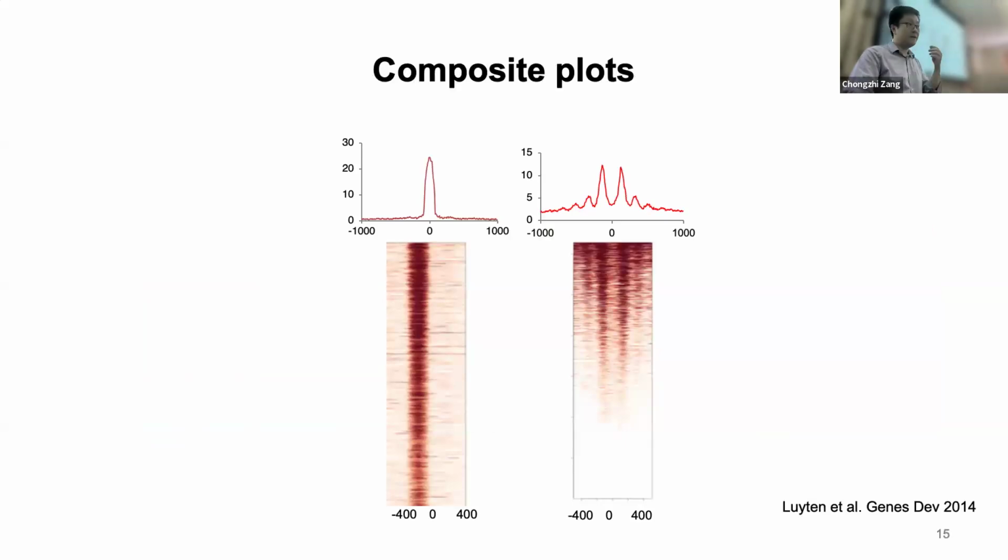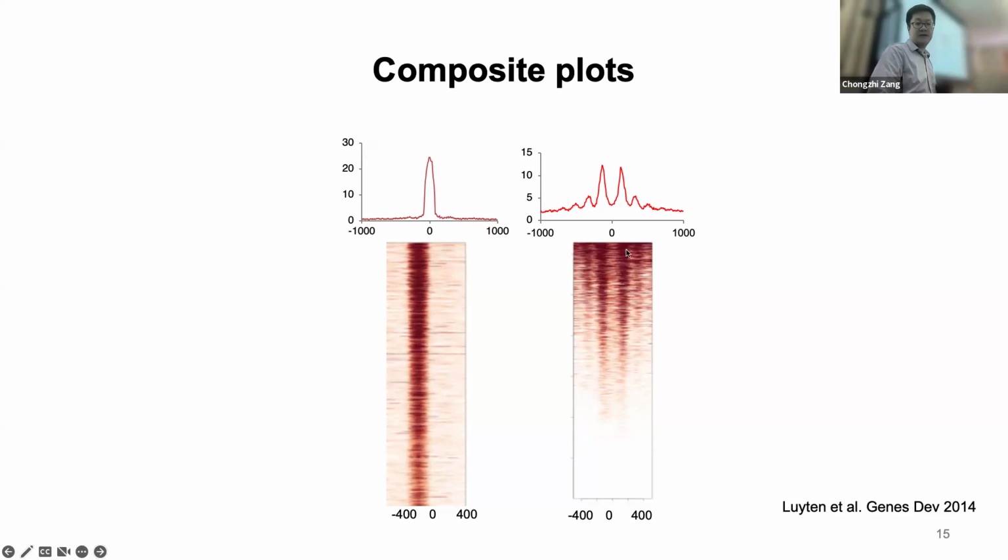So another way of further compressing or visualizing these heat map signals is a plot that we usually call a composite plot. The idea is that you simply further compress the signal from all the rows into one line, into one curve, to represent the pattern of these regions. So for example, in this one, we observe one peak at the center.